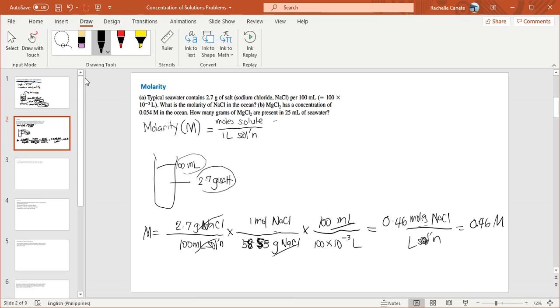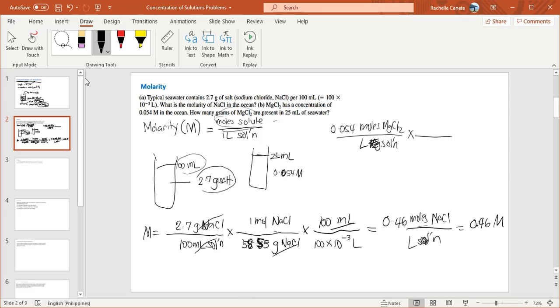Magnesium chloride has a concentration of 0.054 molar in the ocean. How many grams of magnesium chloride are present in 25 ml of seawater? So, if this is 25 ml, so for example, you took 25 ml of seawater. You're told that its concentration is 0.054 molar. So, all you need to find is the numerator, right? How many moles of solute. Because you're asked for the grams, you can just convert the moles to grams. So, you're given 0.054 moles of MgCl2 per liter of solution, sorry, of seawater, right?